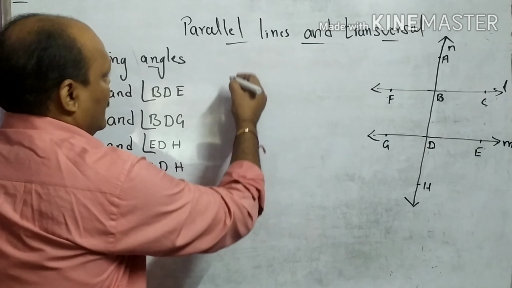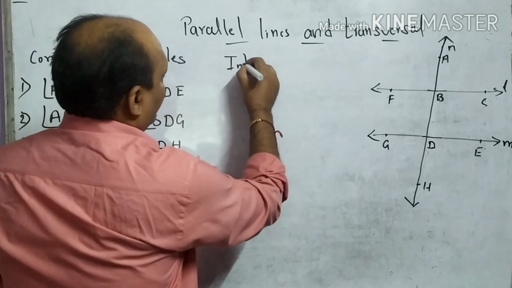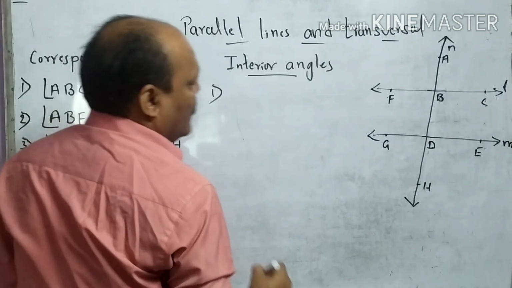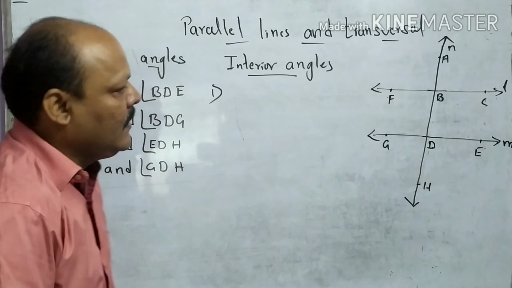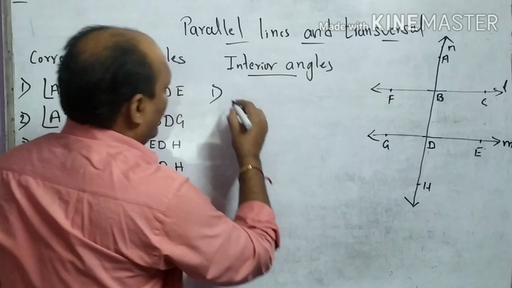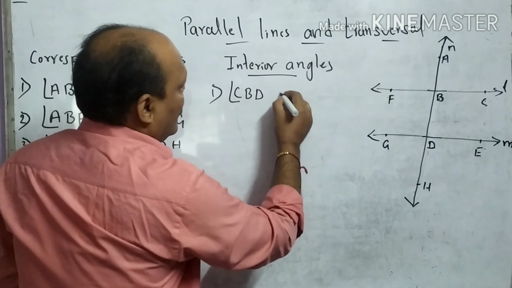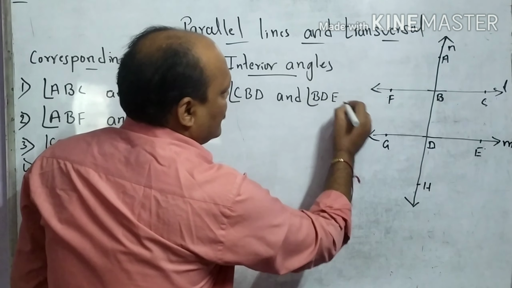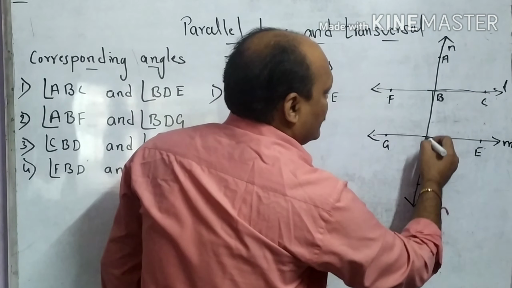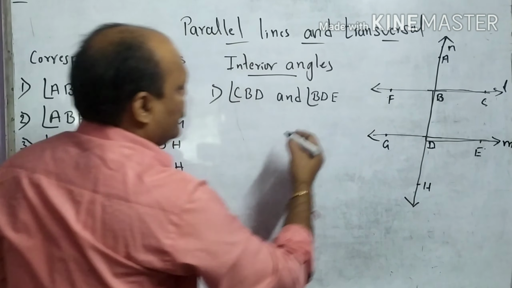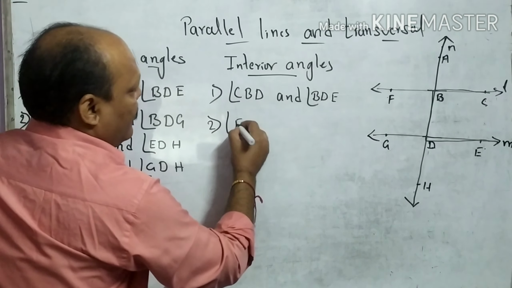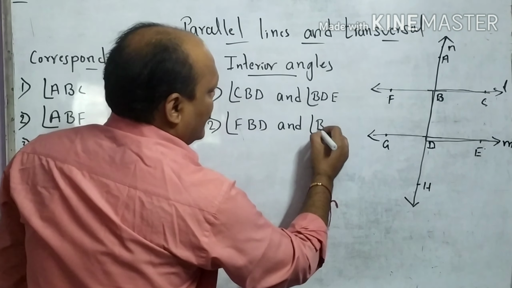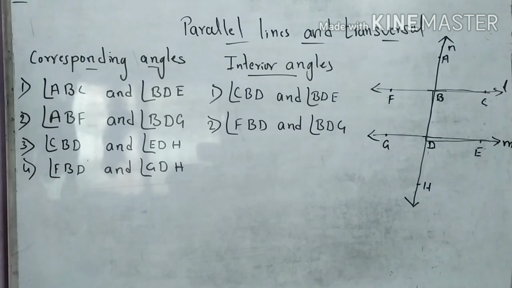Now the second, we learn about interior angles. In interior angles, it forms a C. There are only two pairs of interior angles. That means angle CBD and angle BDE. This is the one. It will complete a C form. Same way on this side also: that is angle FBD and angle BDG. These are the two pairs of interior angles.